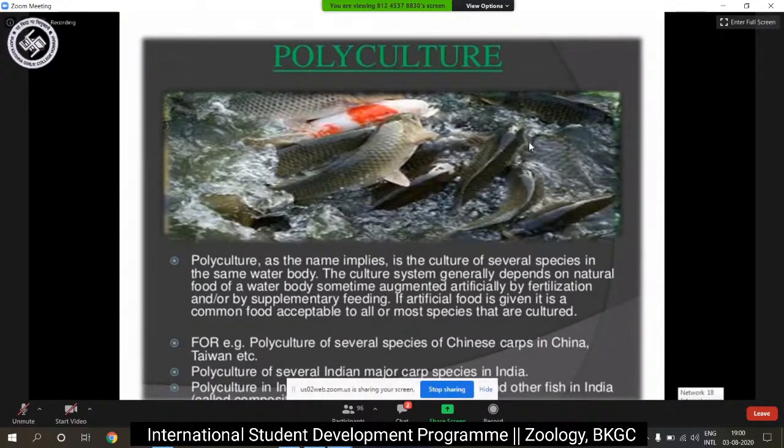But that's not all. There are many things beyond these three IMCs with respect to polyculture. We can look for different new species, introducing new fish species in the culture system. And research must be conducted to find out what should be the perfect combination, what should be the ideal stocking density for all these things.